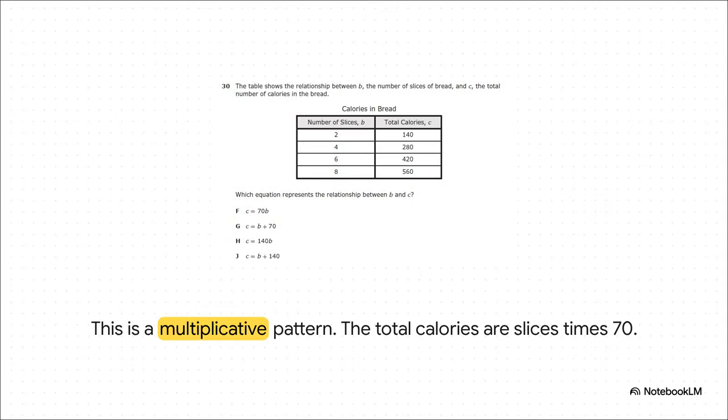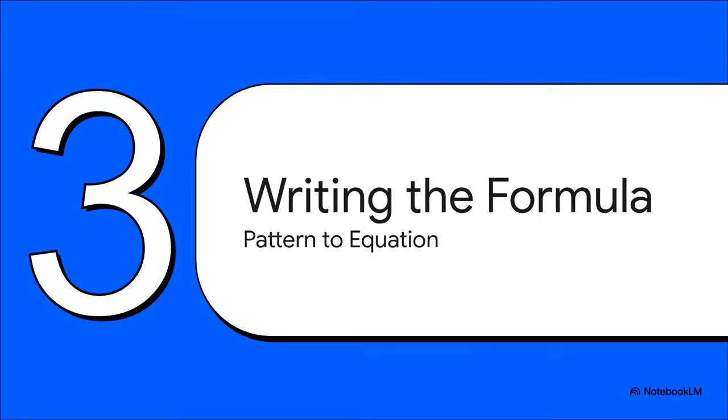Now let's see if that's our secret rule. 4 times 70? Yep, 280. 6 times 70 is 420. We've cracked it. It's definitely a multiplicative pattern. Okay, finding the pattern is a huge win, seriously.